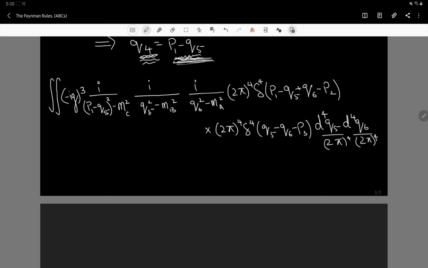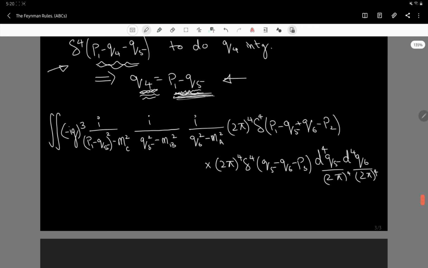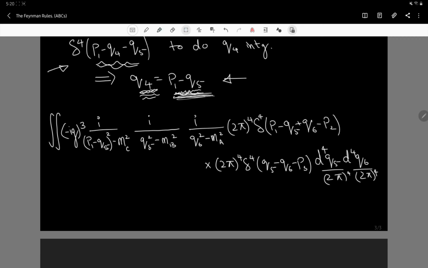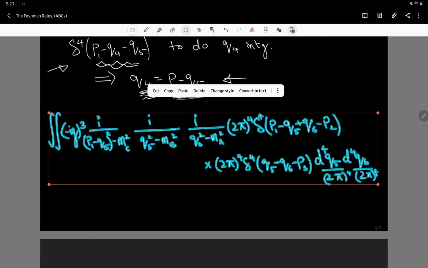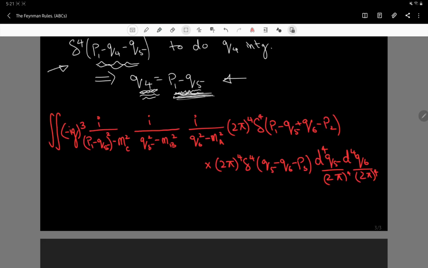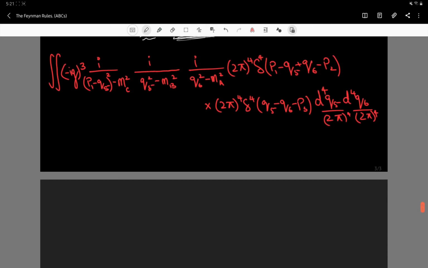Perfect. Right, so you can see that we have simplified our integral by using this conservation and writing this thing. So we got rid of q4 in this integral. Let me again go ahead and make this, I'm not going to do this again and again, but let's just do it for this example. Let's make it red as well.